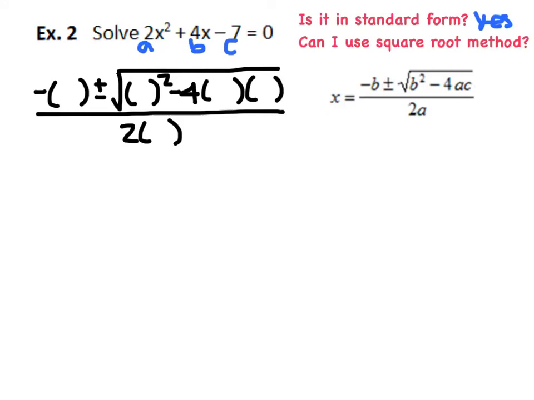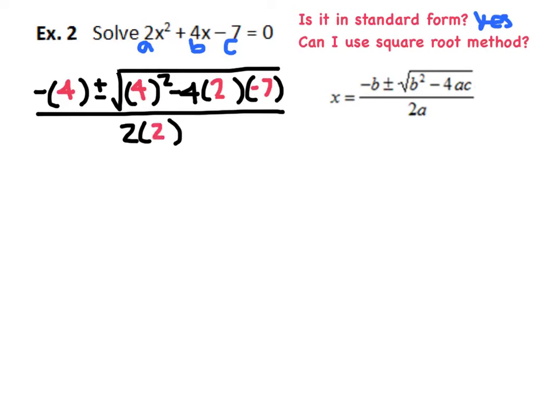So in the first parentheses is letter b, which is 4. Second parentheses is b, is 4. Third parentheses it's a, which is 2. Fourth parentheses it's c, which is -7. And the last parentheses is a again, which is 2.